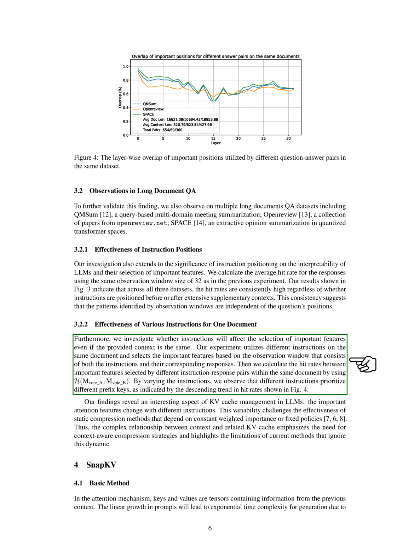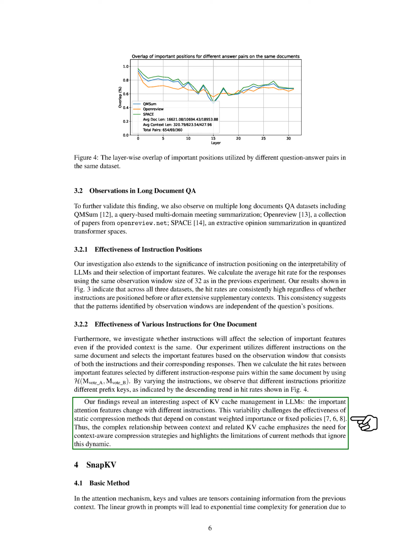Moreover, we investigated how different instructions on the same document affect the selection of important features. By comparing the hit rates of important features selected by various instruction response pairs within the same document, we observed that different instructions prioritize different features. This variability challenges static compression methods that rely on fixed policies, highlighting the need for context-aware compression strategies.